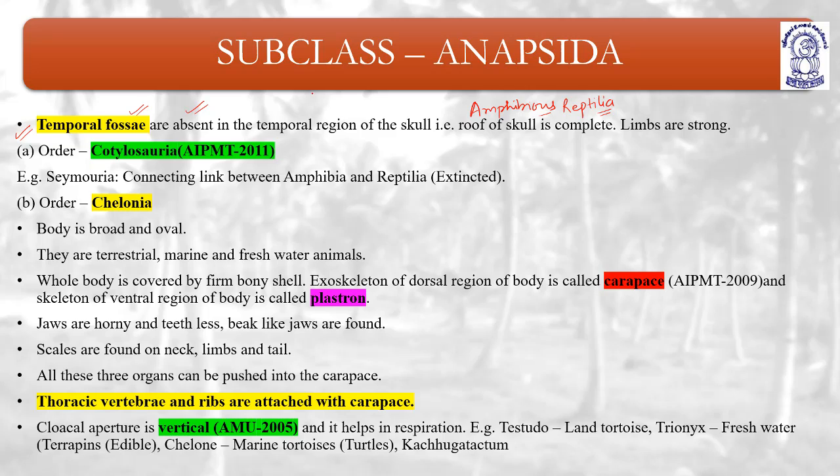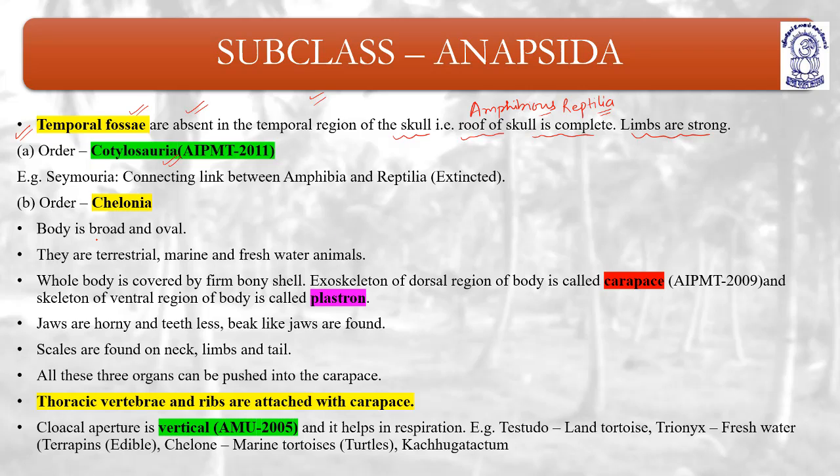They are absent in the temporal region of the skull. This means the roof of the skull is complete and the limbs are very strong. It includes order Cotylosauria. Cotylosauria was already part of the All India Pre-Medical Entrance Examination 2011. Order Cotylosauria comes under which subclass? Anapsida.